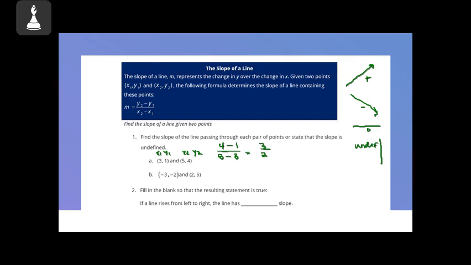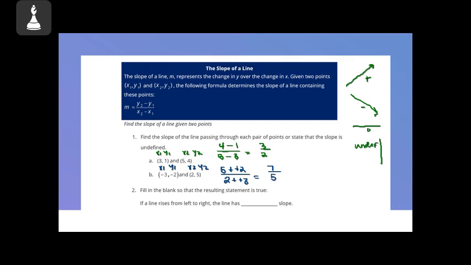Next one, negative 3, negative 2. That's my x1 and y1. And then 2, 5 is my x2, y2. So following the formula, y2 is 5 minus y1, negative 2. All over x2 is 2 minus x1, negative 3. When you subtract a negative, that turns to plus. So 5 plus 2 is 7. 2 minus a negative makes 2 plus 3, or 5. So 7 over 5 is my slope.